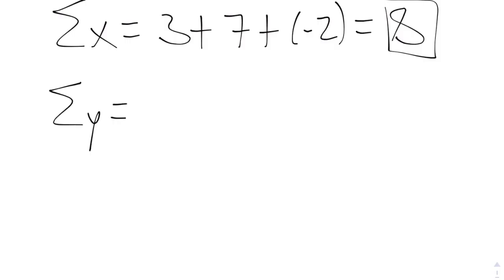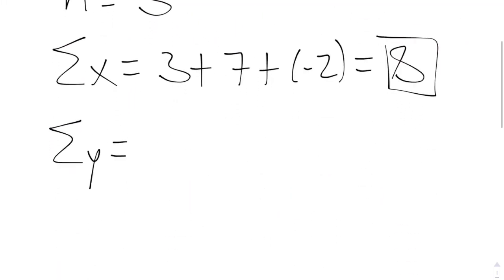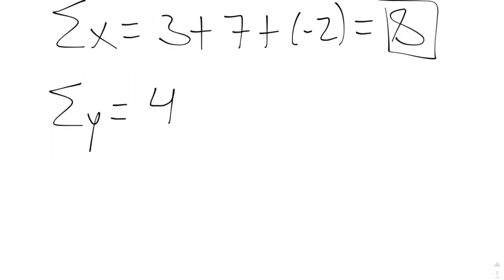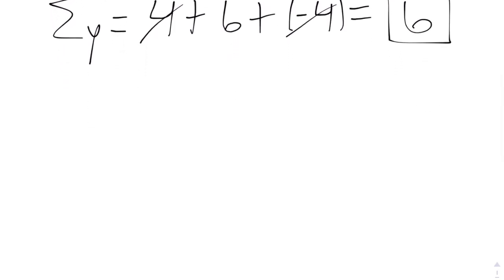And again, just like before, we're going to add up all the y terms. 4, 6, negative 4. 4 plus 6 plus negative 4. Well, you know the 4 and the negative 4 cancel, so you're just left with 6. Okay? Now we're going to do the summation of x times y, or xy.